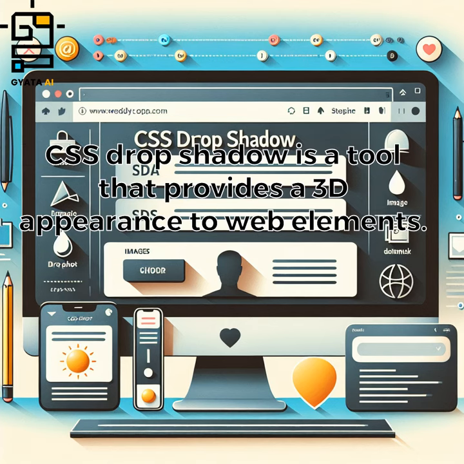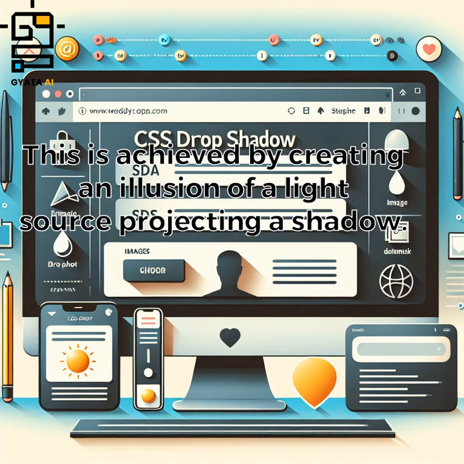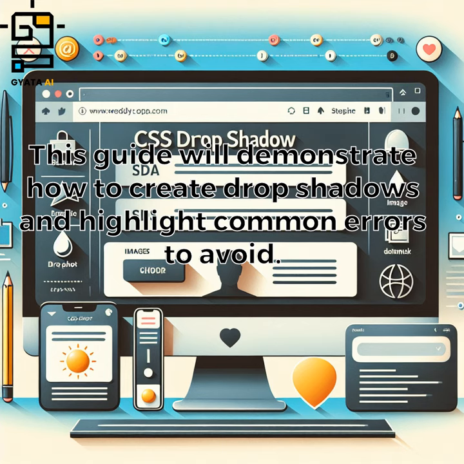Introduction. CSS Drop Shadow is a tool that provides a 3D appearance to web elements. This is achieved by creating an illusion of a light source projecting a shadow. This guide will demonstrate how to create drop shadows and highlight common errors to avoid.